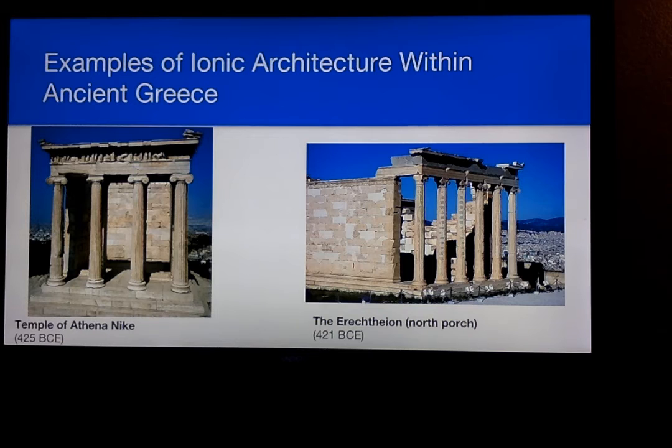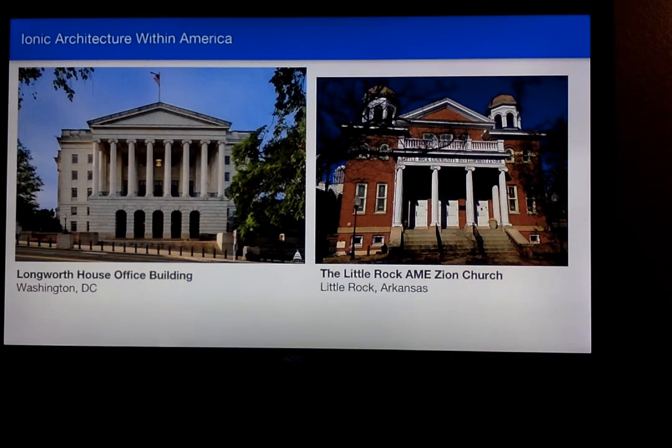Here's a few examples of Ionic architecture within ancient Greece. On the left, you have the Temple of Athena Nike, and on the right, you have the Erechtheion, and this is the north porch of that structure. One common characteristic of the Ionic architecture are the spirals located at the capital of the column. As you can see in each of these photos, they each have the spirals.